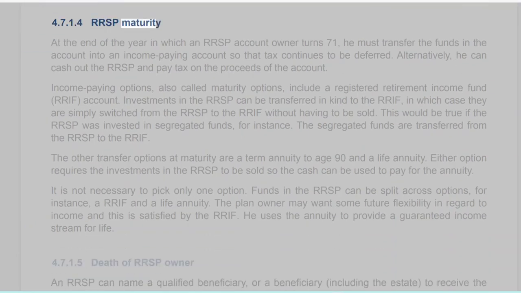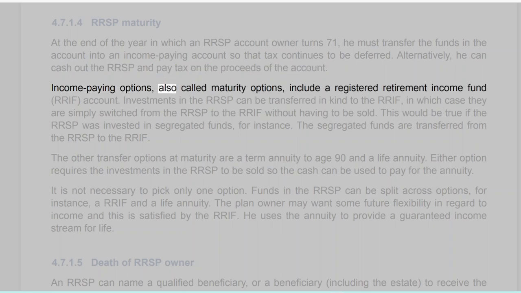4.7.1.4 RRSP maturity. At the end of the year in which an RRSP account owner turns 71, he must transfer the funds in the account into an income-paying account so that tax continues to be deferred. Alternatively, he can cash out the RRSP and pay tax on the proceeds of the account.